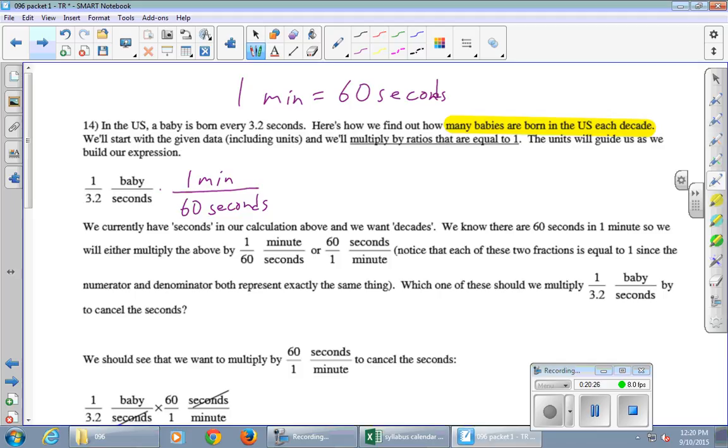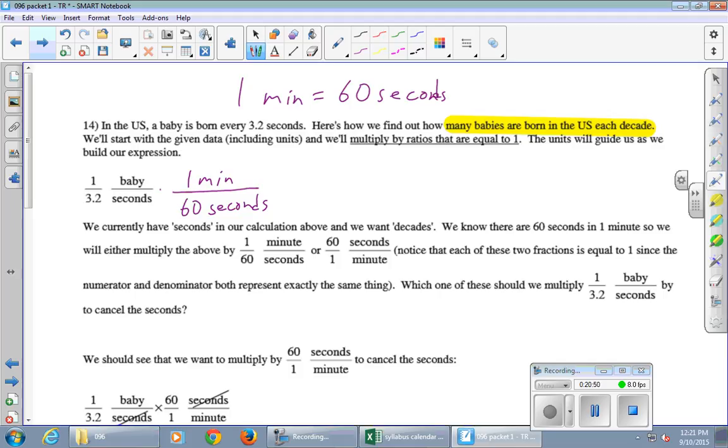No, not the babies, just the purple. 1 minute divided by 60 seconds. What's the value of that fraction? It's 1, because 1 minute is exactly the same as 60 seconds, yes? If you have a fraction 17 over 17, what is it? It's 1, because they're exactly the same on top and bottom. So 1 minute and 60 seconds are two different ways to say exactly the same thing.